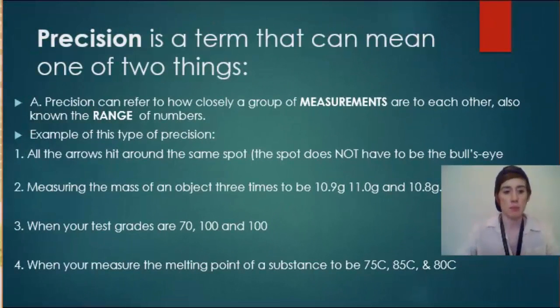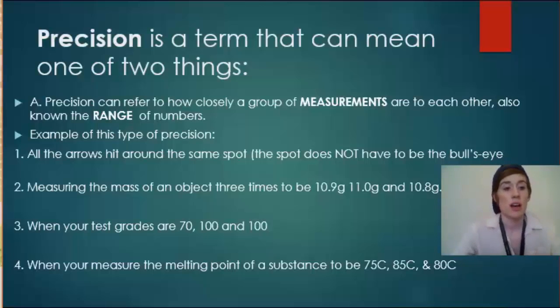Well, if we're looking at numbers, let's look at the first example. All the arrows hit around the same spot on the bullseye. That would be an example of precision, okay, or precise data. Notice the spot does not have to be on the bullseye. Just because it's precise data doesn't mean that the data is actually accurate. It just means the data is very close to the same value all together, okay?